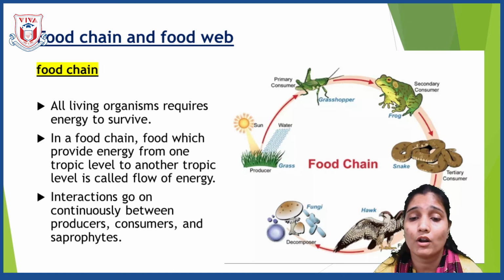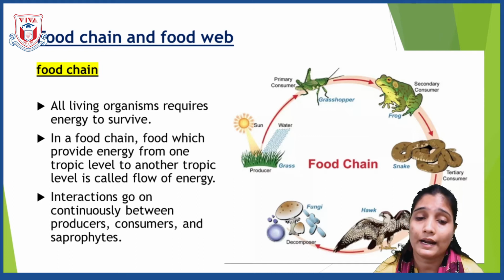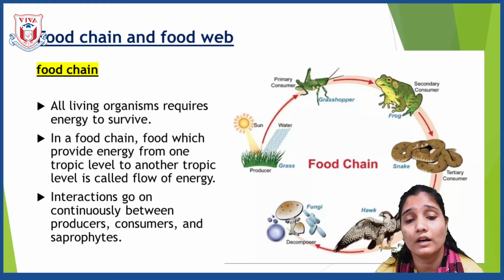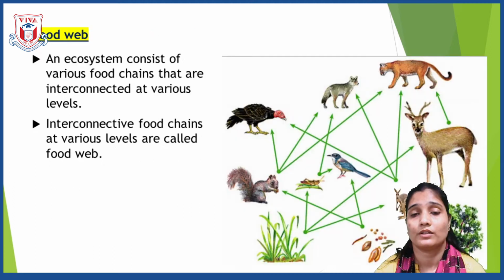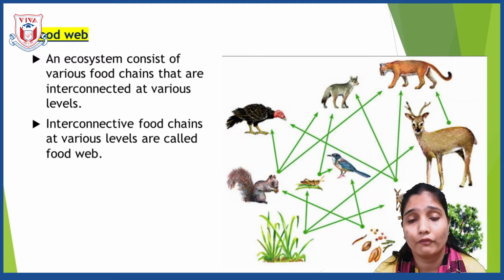So transfer from one trophic level to another trophic level is called flow of energy, and this interaction goes on continuously from producer to consumer and consumer to saprophytes. So let's start with food web.